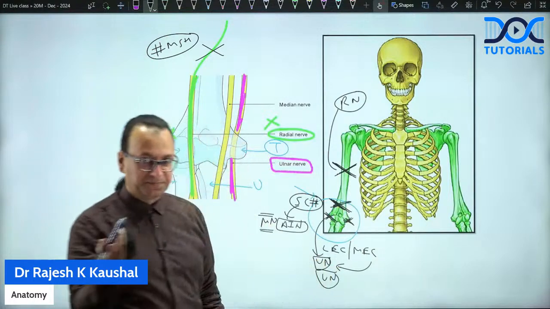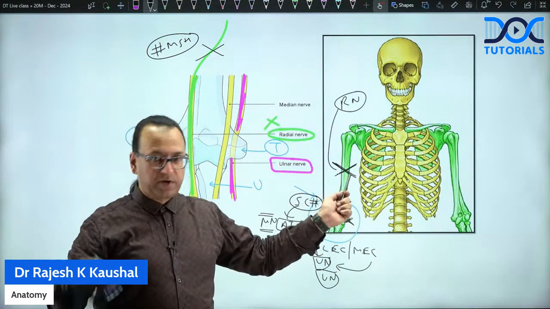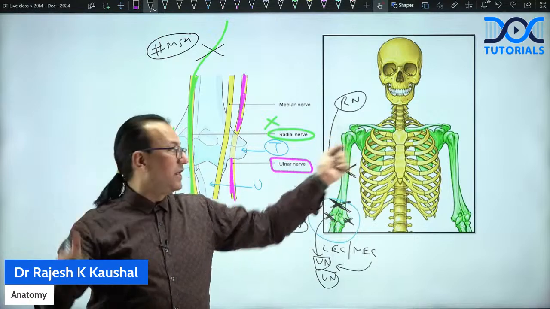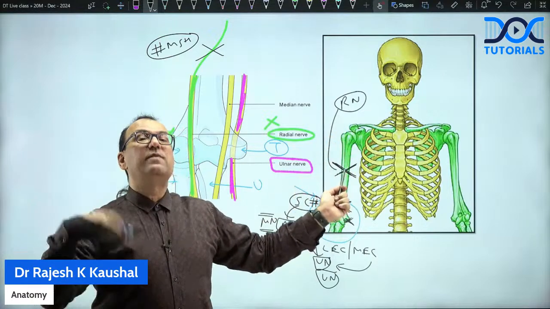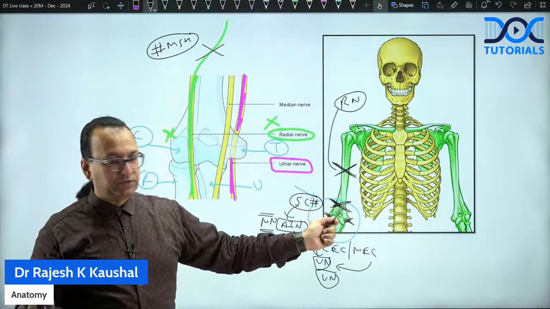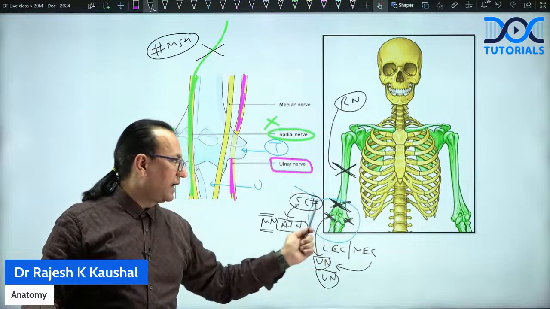I'll repeat again. Fracture of the mid-shaft humerus, radial nerve. When is radial nerve damage more common? When there is a fracture of the mid-shaft humerus. When is median nerve damage more often? When there is a supracondylar fracture. When is ulnar nerve damaged? When there is a medial epicondyle or lateral epicondyle fracture.